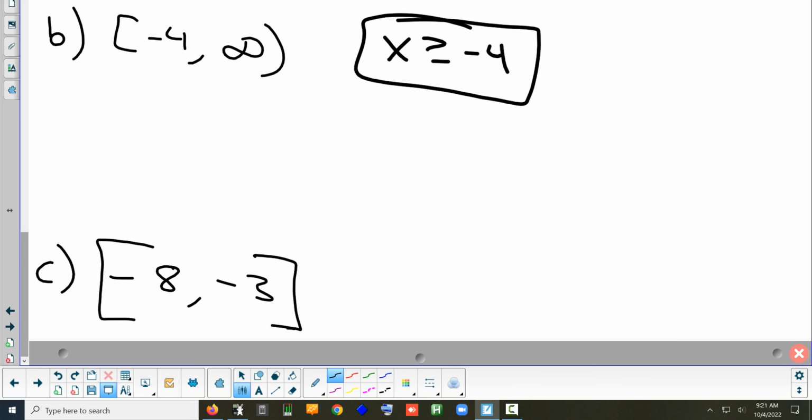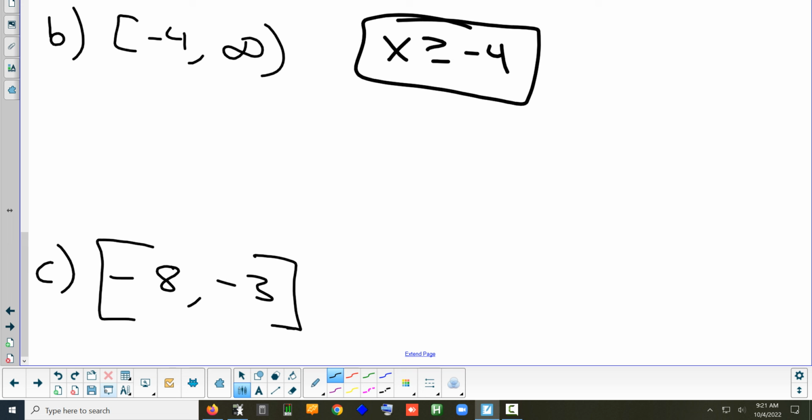Yeah. And how about this one? Alva, is that bounded or unbounded? It's bounded. Yep, that's bounded. And how would you write that as an inequality? I would write it negative 8 is less than or equal to x, and then greater than or equal to negative 2.